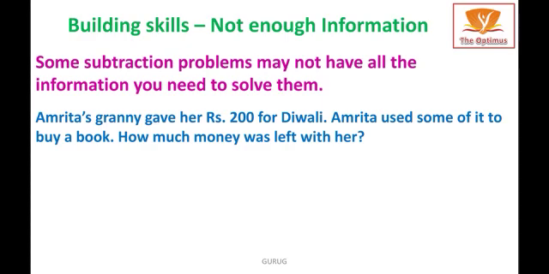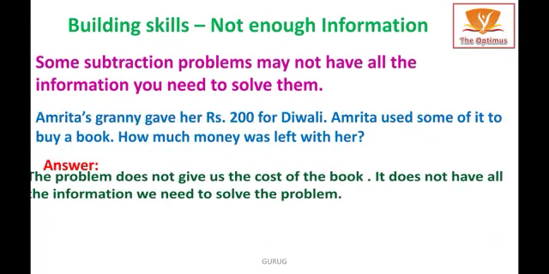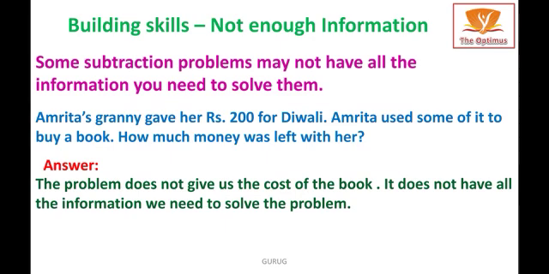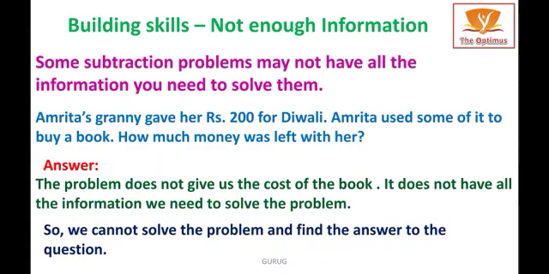I repeat, Amita's granny gave her rupees 200 for Diwali. Amita used some of it to buy a book. How much money was left with her? This question does not give us the cost of the book, so we can't find out the remaining amount. That means we cannot solve the problem and find the answer to the question. Is that correct? So we need full information, then only you can solve. Otherwise, we can't solve this kind of problem.